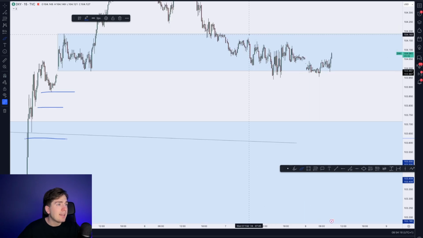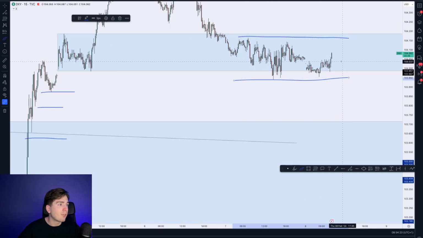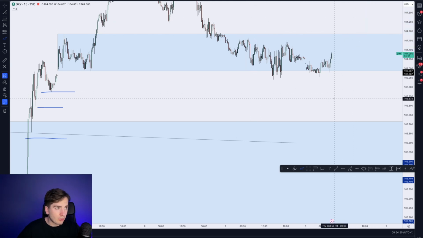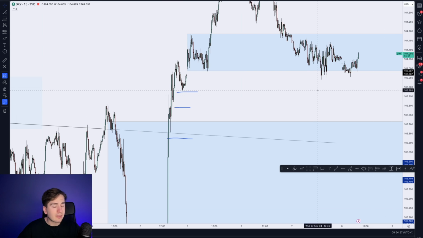But let's say we're ready to push out of this range in towards the highs, and we break the highs, then obviously I'll be looking for further upside on the dollar index. But until then, I do expect slightly more downside from the dollar.